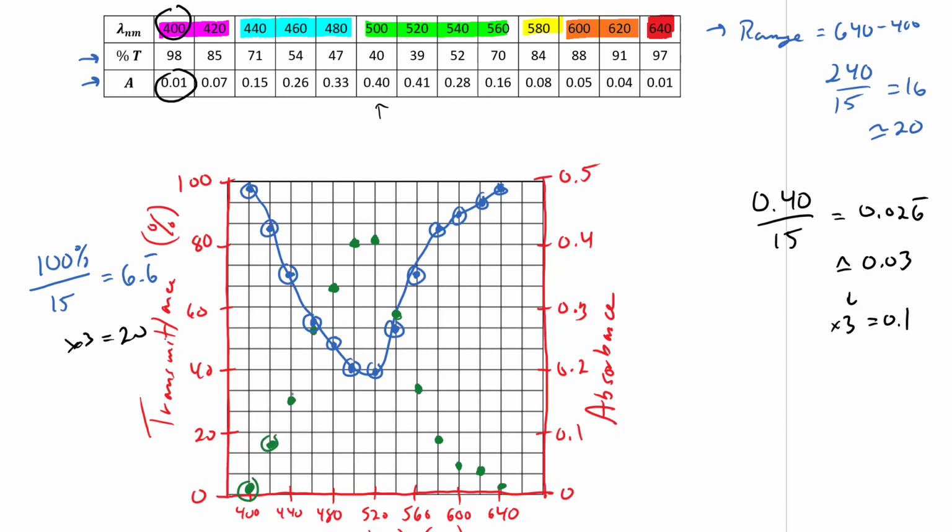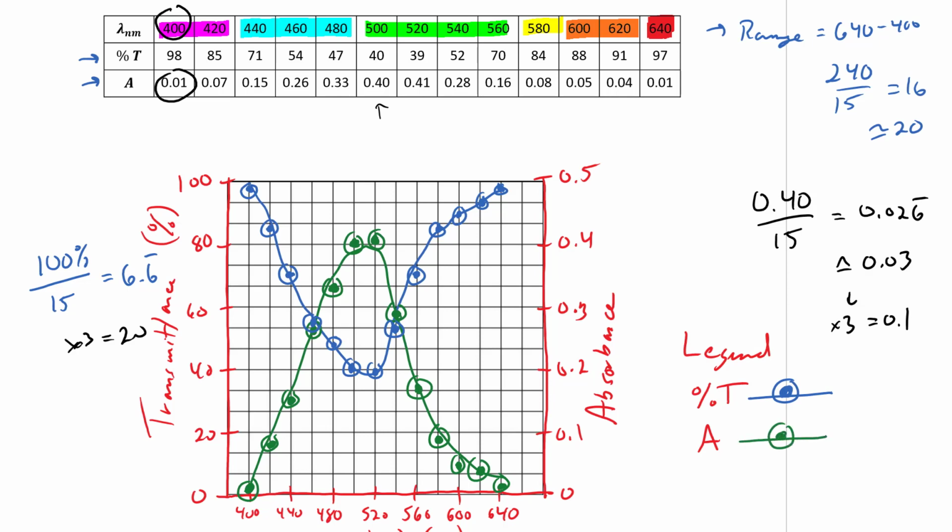Let's put some circles around those data points. Sometimes it can be hard to see what's what when the lines cross. Nice smooth curve, something like that. When you have multiple data on one graph, it's oftentimes important to write what's called a legend. So I will say we have percent transmittance and we have absorbance. What we'll write is percent transmittance is in blue. There's your data point and there's your line. And absorbance is in green. There's your data point and there's your line.